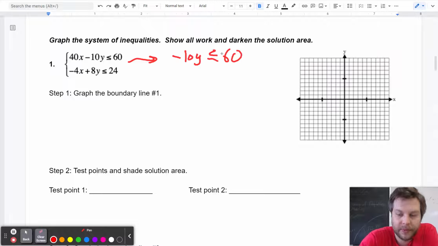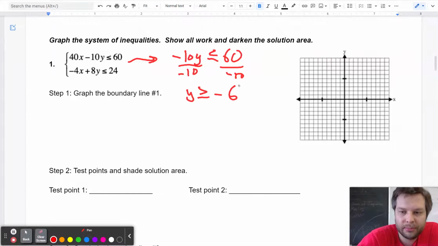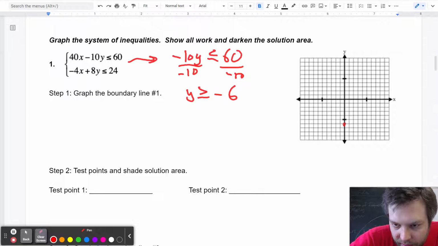So if I make x equals 0, my top inequality becomes negative 10y is less than or equal to 60. Because if x equals 0, so does 40 times 0. 40 times x is also 0. So I divide by negative 10, and I get y is greater than or equal to negative 6. I put a dot right here at negative 6.